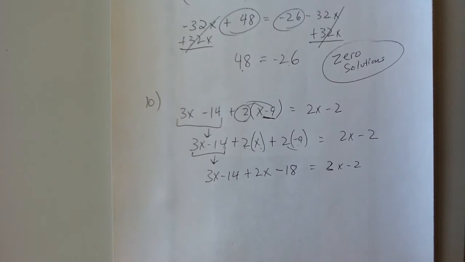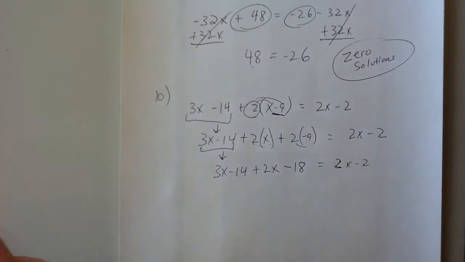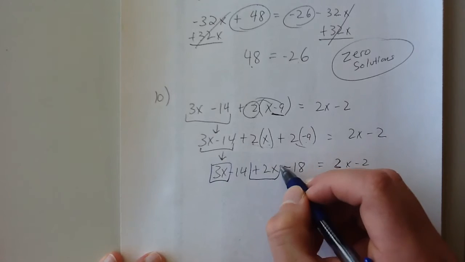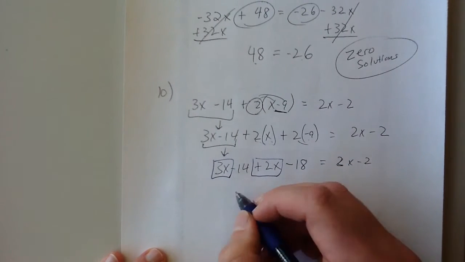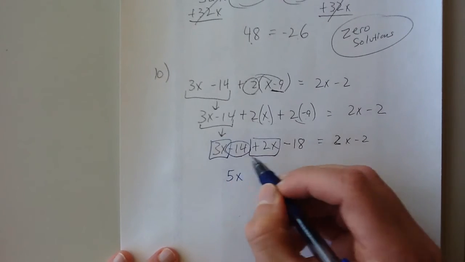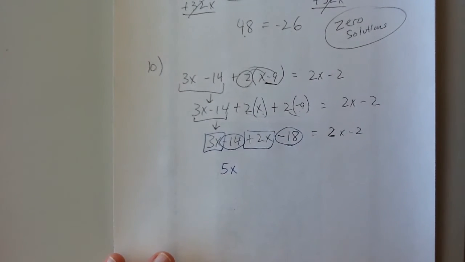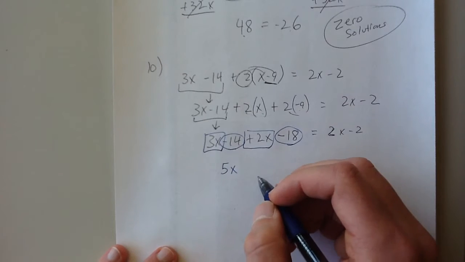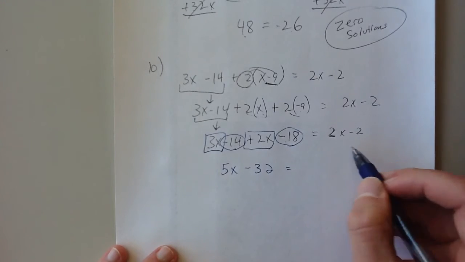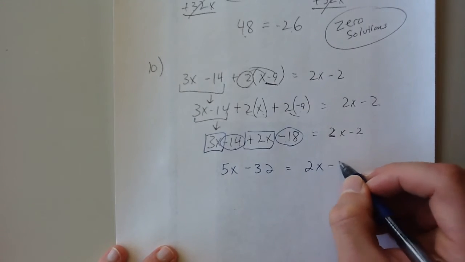I need to now combine like terms. On the left side, I have 3x and 2x are like terms. 3x plus 2x is 5x. And then I have negative 14 and negative 18. That would combine to give me negative 32, because negative 14 minus 18 is negative 32. And on the right side, you still have 2x minus 2.